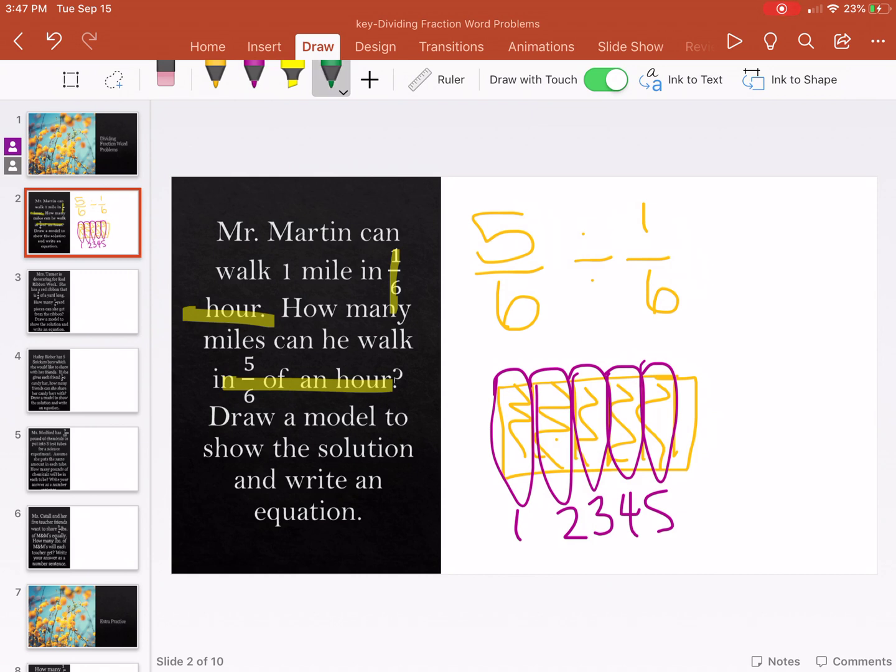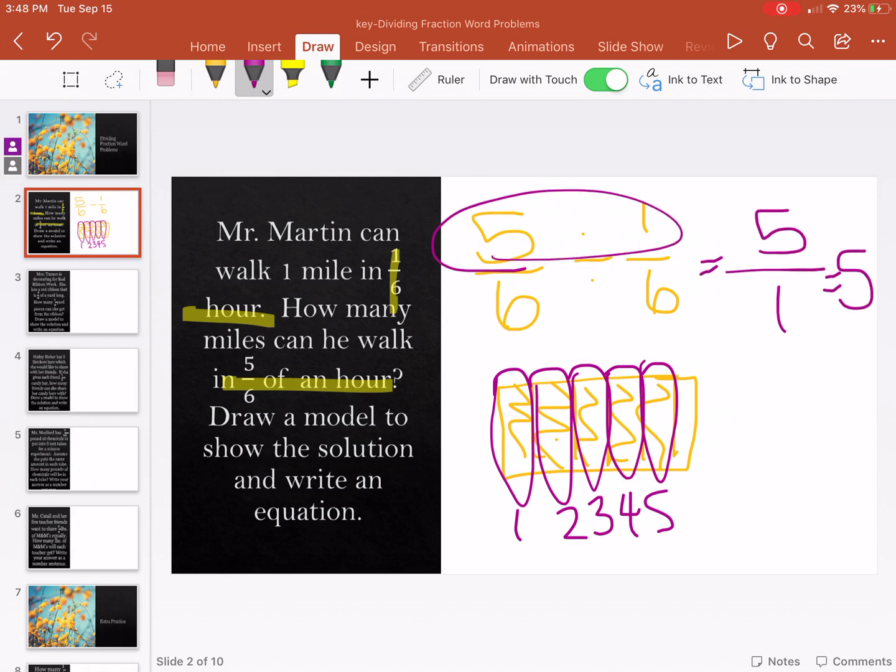Also, if we do it with the algorithm and we divide across, we get 5/1, which is just 5. We've got to make sure we have our units, so our answer is how many miles? 5 miles. Okay, make sure you have the model and the equation.